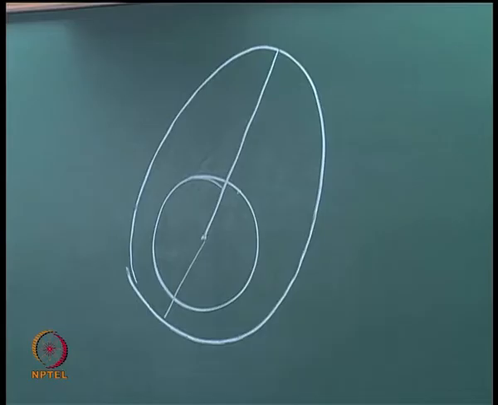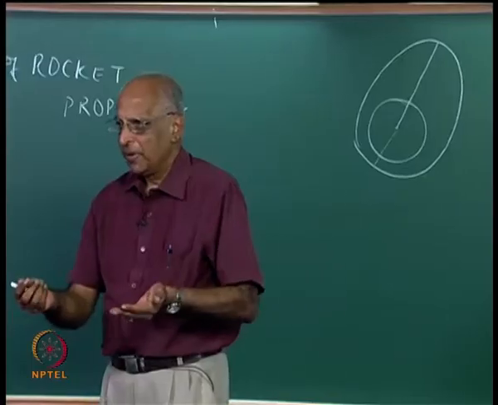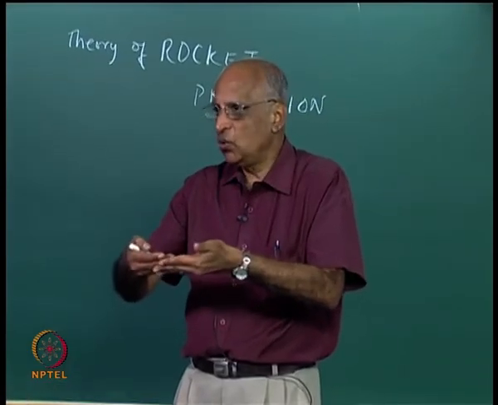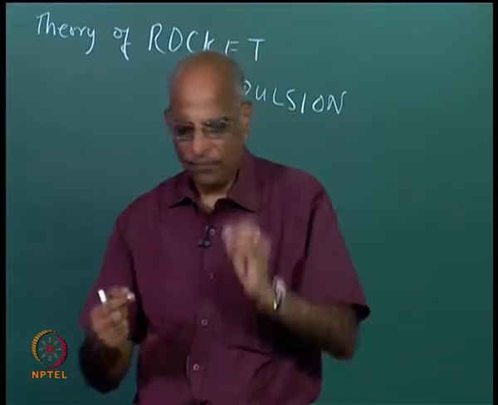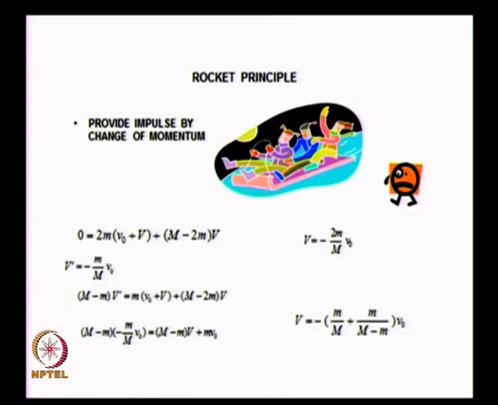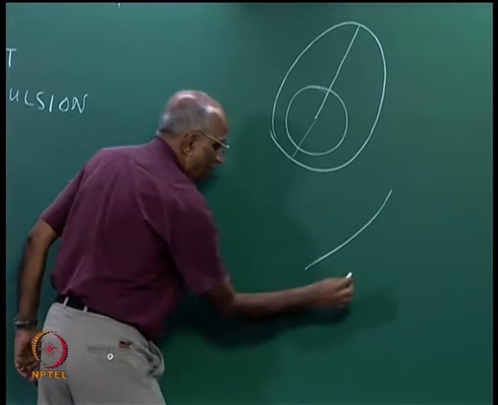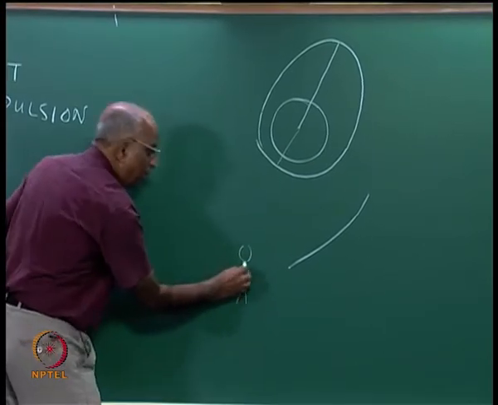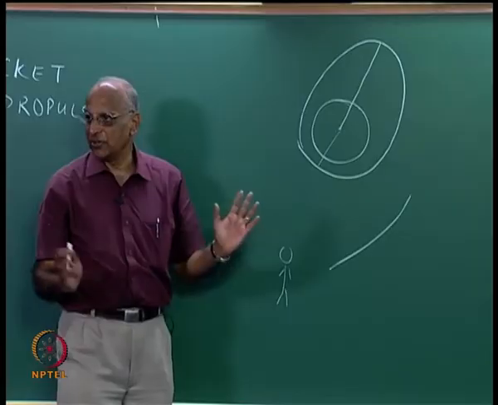We also talked in terms of the rocket principle, and we told ourselves when we had the sled and these two boys who were throwing stones together, we got the net velocity of the sled as the mass of the stones thrown divided by the total mass, into the velocity with which the stones were thrown. The important thing here is that when we are looking at the sled which is moving, we are talking with the inertial frame in mind. I am standing here observing the sled from the inertial frame of reference and writing the momentum conservation equation.